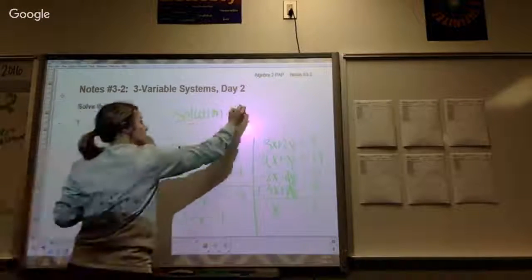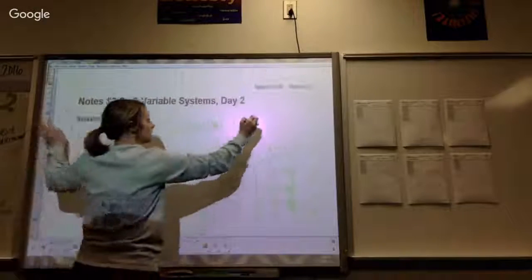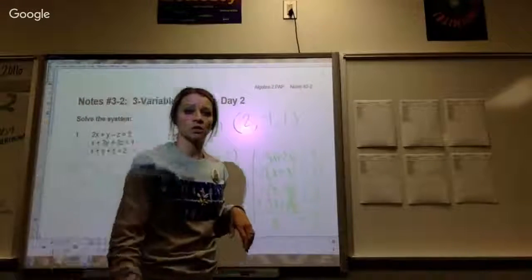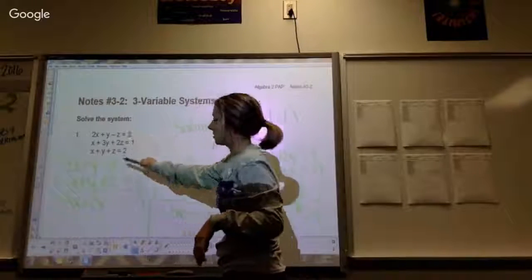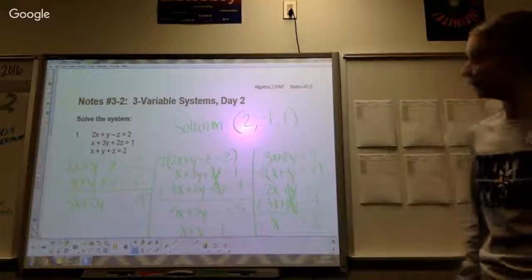My x was 2, y was -1, and z was +1. To check your solution, you can plug in for x, y, and z on all 3 of your original equations. It should be true for all 3 because that's the point that they all have in common.